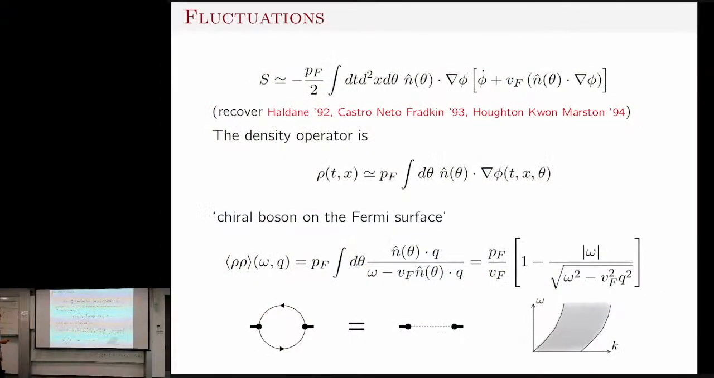N of theta, no, sorry, n of theta is the unit vector pointing away from the Fermi surface. It's cosine theta, sine theta. So is it a very non-local function of phi, or is it just sine theta, cosine theta? Yeah, it's cosine theta, sine theta. But if the Fermi surface is curved, you have to first compute phi, find the shape, and then extract the normal. So it's a very non-local function of phi.